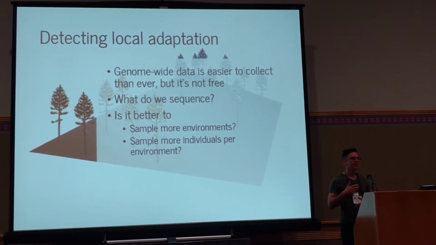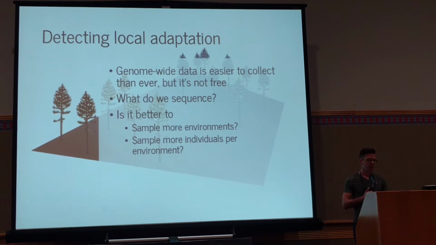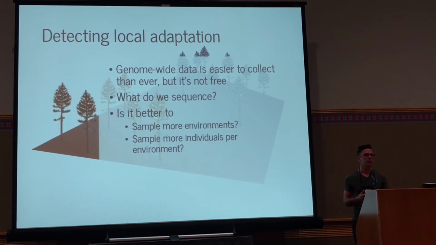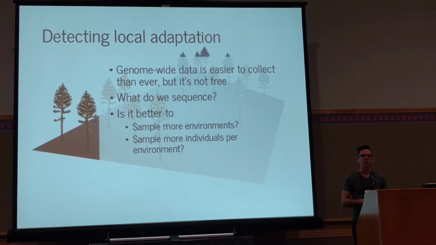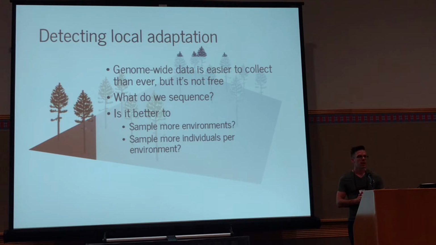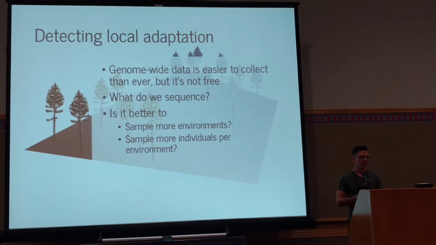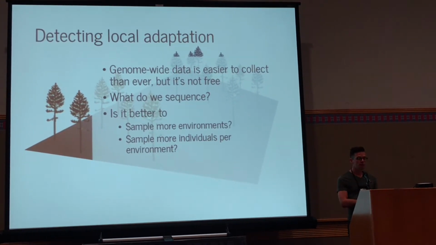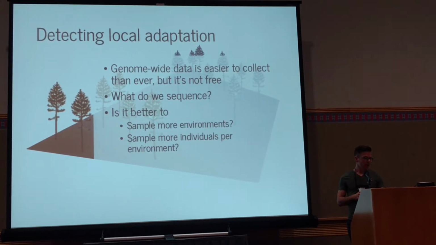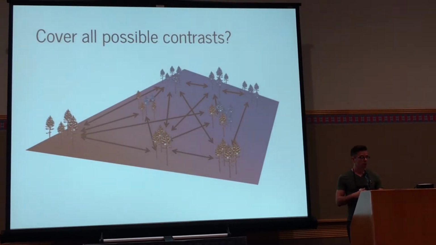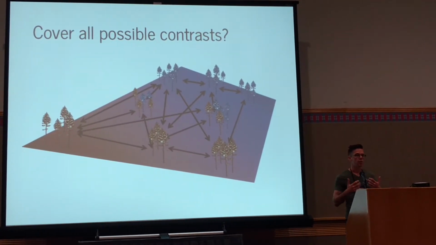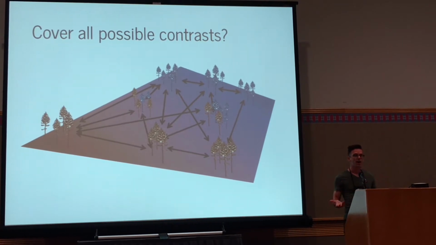Collecting this kind of data is easier than ever at this point in time, but it's still not free, and we have other expenses associated with sampling natural populations: travel time, sample collection and management. So we still have a question about what we sequence, and is it better to sample more environments or to sample more individuals per environment? The trade-off really is, do we want to try to sample in order to cover all possible contrasts?